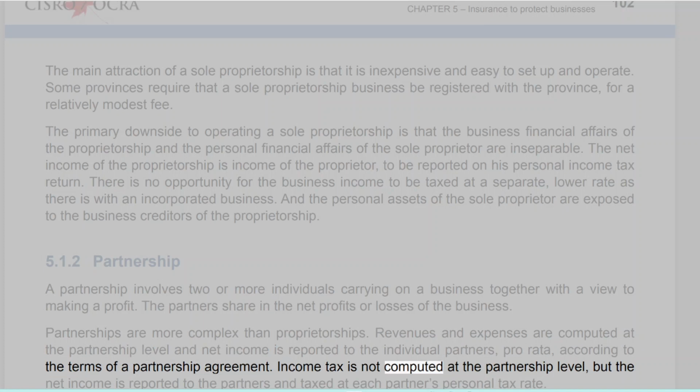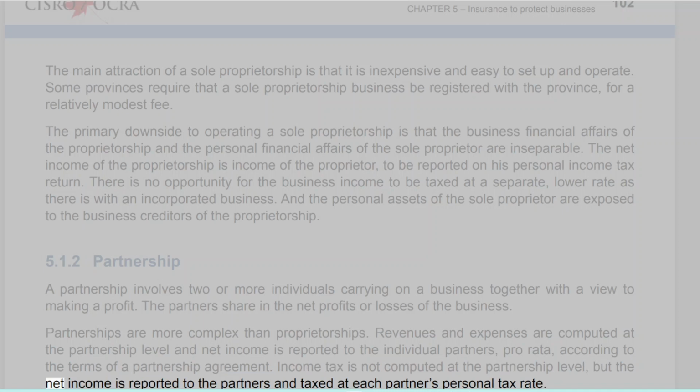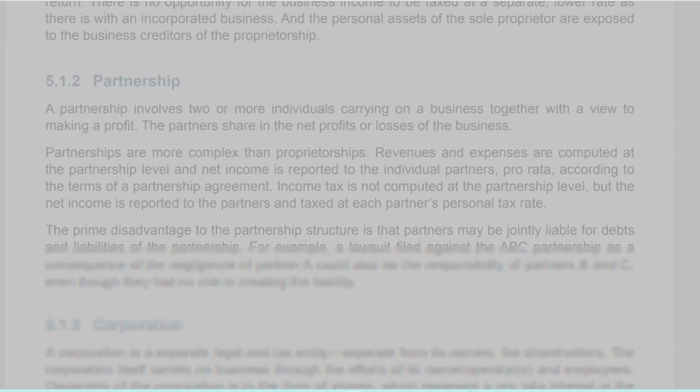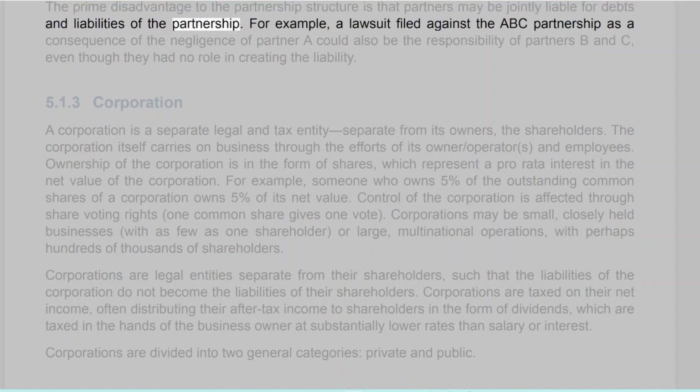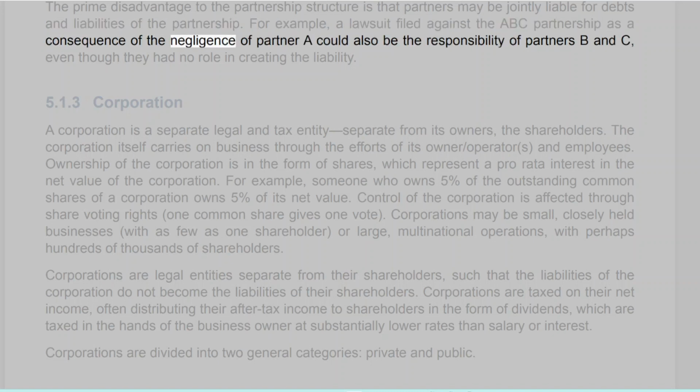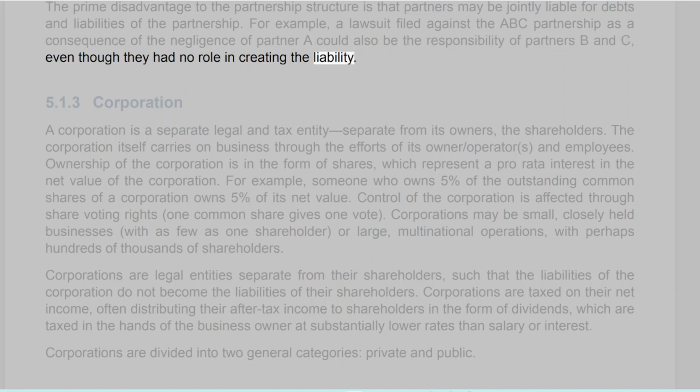Income tax is not computed at the partnership level, but the net income is reported to the partners and taxed at each partner's personal tax rate. The prime disadvantage to the partnership structure is that partners may be jointly liable for debts and liabilities of the partnership. For example, a lawsuit filed against the ABC partnership as a consequence of the negligence of partner A could also be the responsibility of partners B and C, even though they had no role in creating the liability.